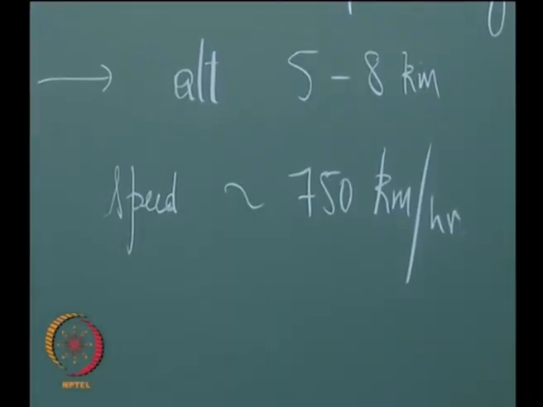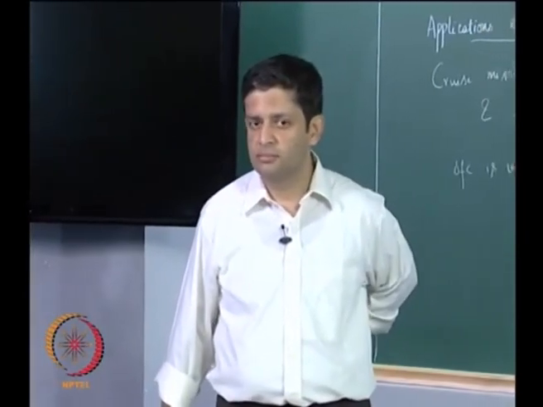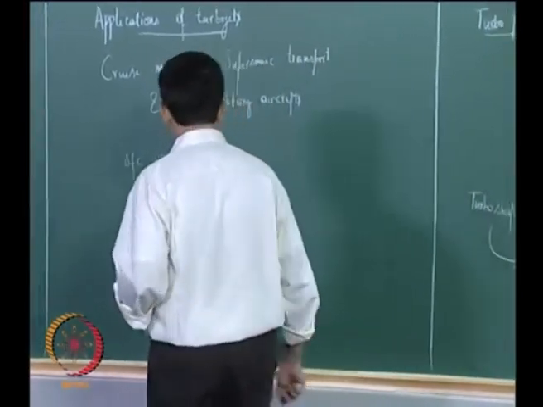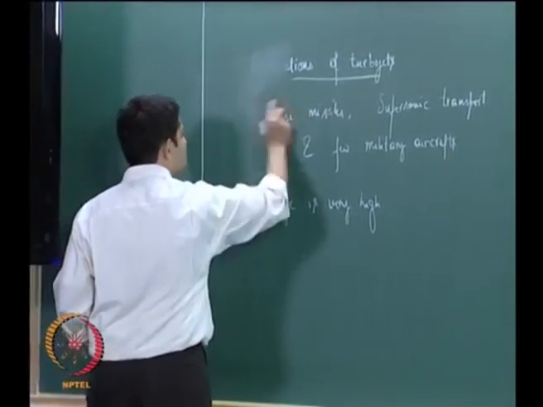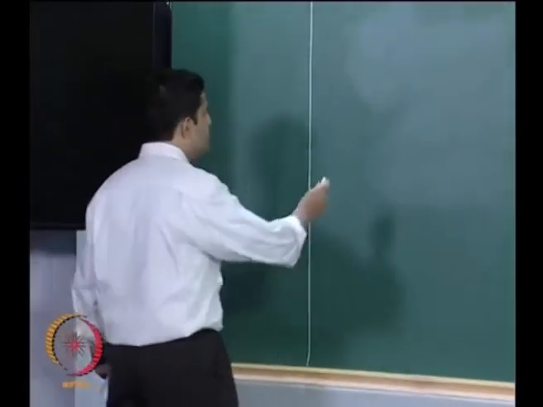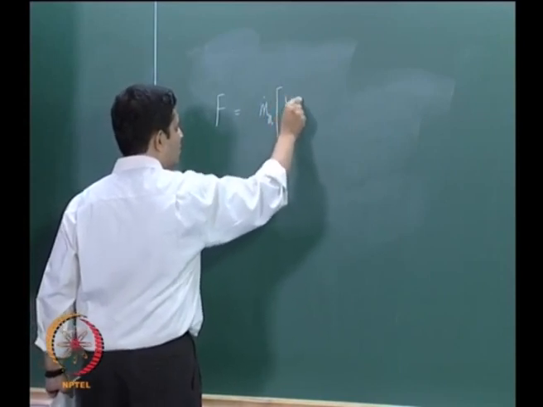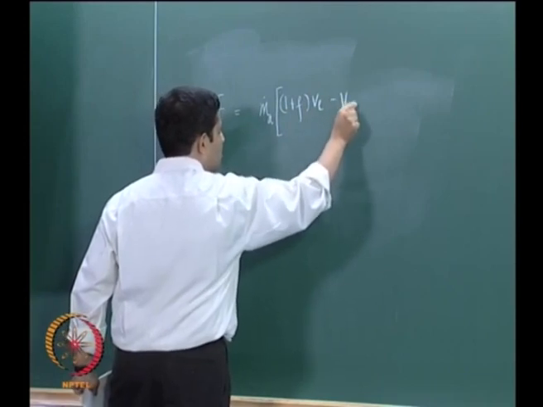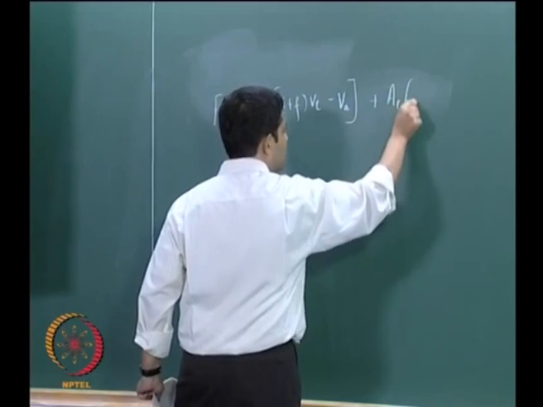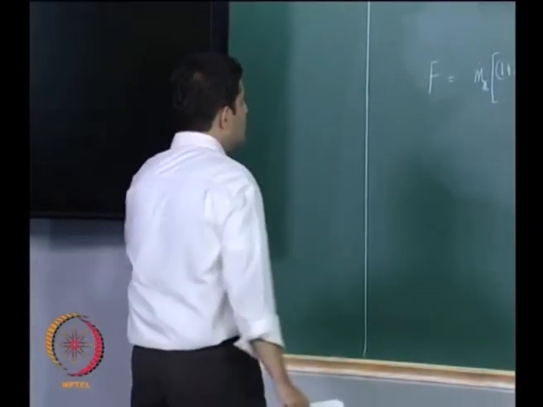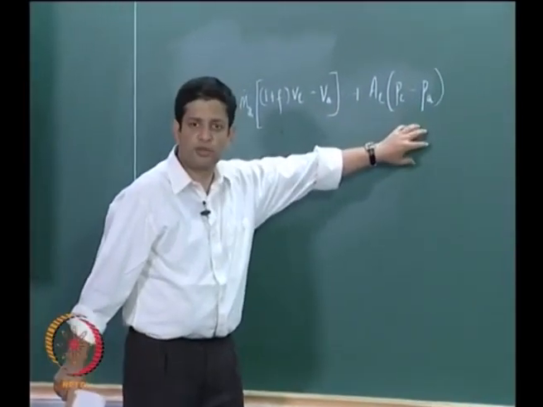If the engine is the same, why should there be a difference of fuel efficiency between the two? Good question. Let me look at the thrust equation that we derived in the last class. If you remember our thrust equation, this was our thrust equation. As I said, this portion is larger compared to this portion. This portion is a very small quantity.